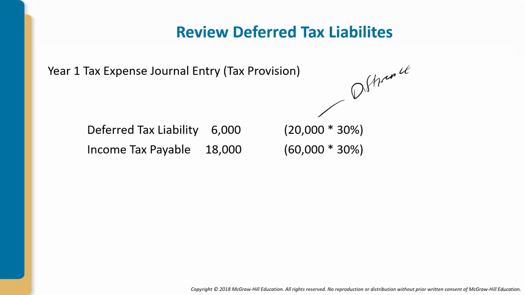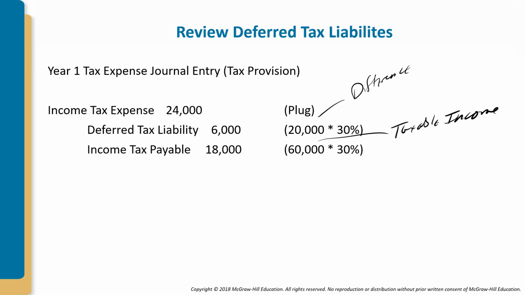And then $60,000, this was our taxable income, right? So our taxable income times the tax rate of 30% gives us $18,000. And this is always the case when we're doing this, it's going to seem silly to even think of it this way when we're doing such a simple problem. But I'll tell you that as the problem gets harder, that's the only way to do it. Here, our income tax expense of $24,000, that's a plug.